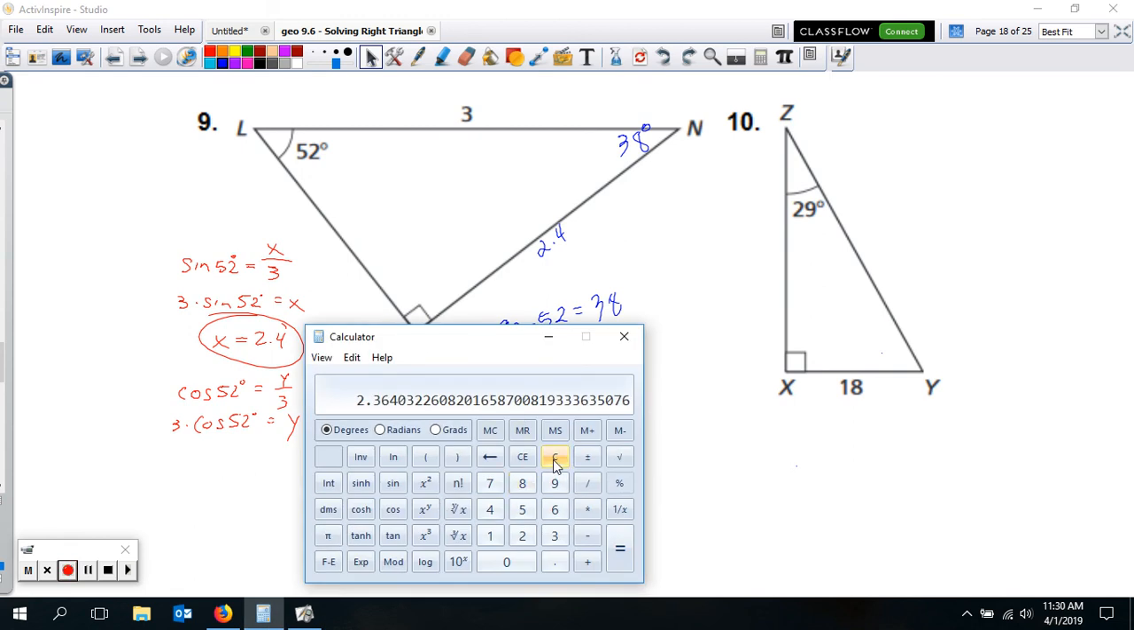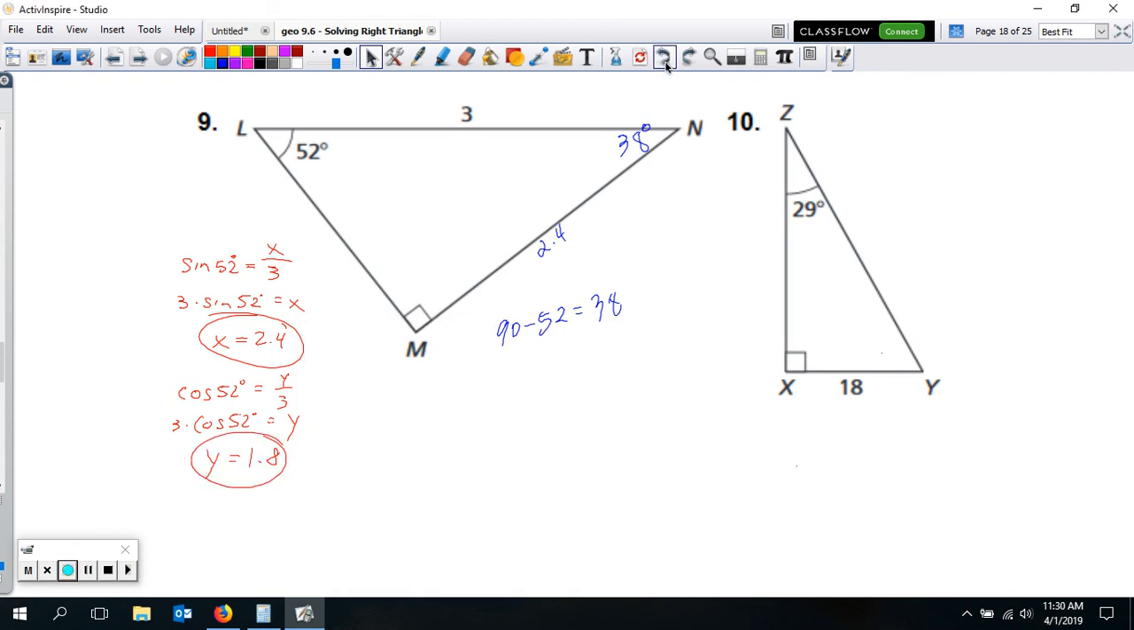So I'll do the same thing on my calculator. 3 times the 52, I'm going to have to type 52 in first, and then the cosine button, and then equals. 1.8 looks like is what we have. So side LM is 1.8.